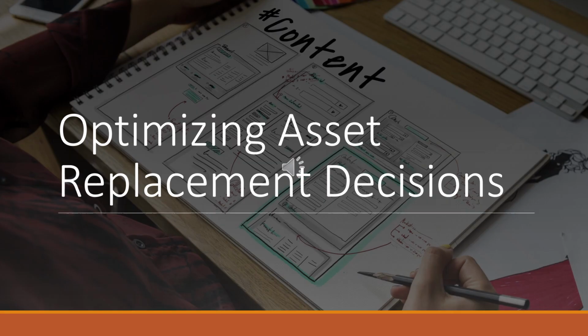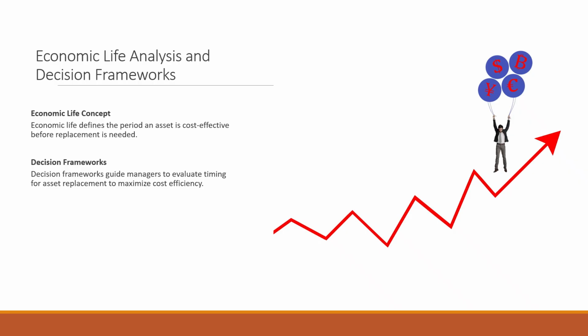Making timely asset replacement decisions involves economic life analysis and financial evaluation. This section covers models and calculations to support those decisions. Understanding an asset's economic life and applying decision frameworks helps determine the optimal replacement timing for cost efficiency.